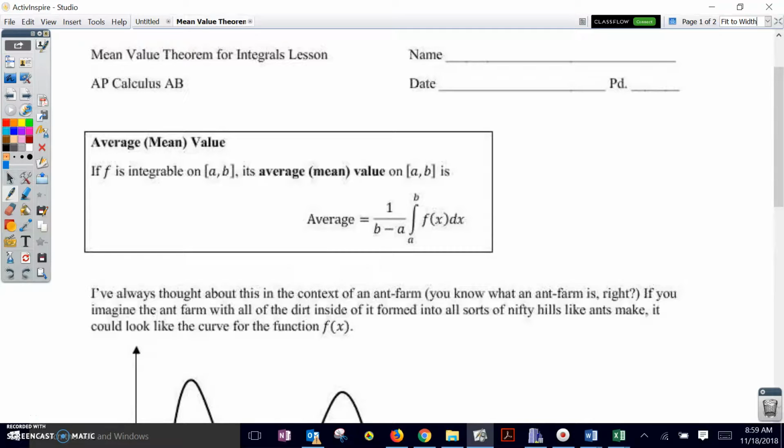Alright, welcome back everybody. In this video we're going to look at the mean value theorem for integrals lesson and the examples that are enclosed in there. We start here with this little definition above of what the average or mean value of a function is. That the average is equal to the quantity 1 over b minus a times the integral from a to b of f of x dx.